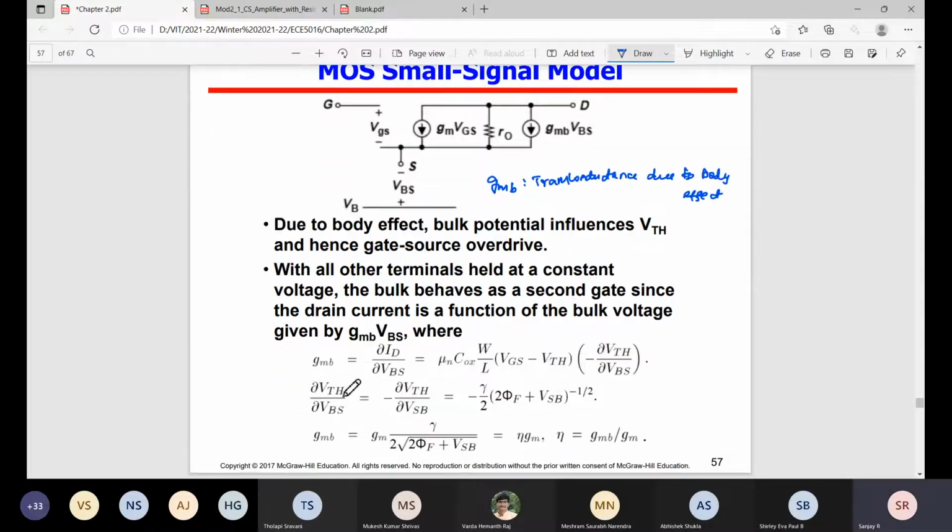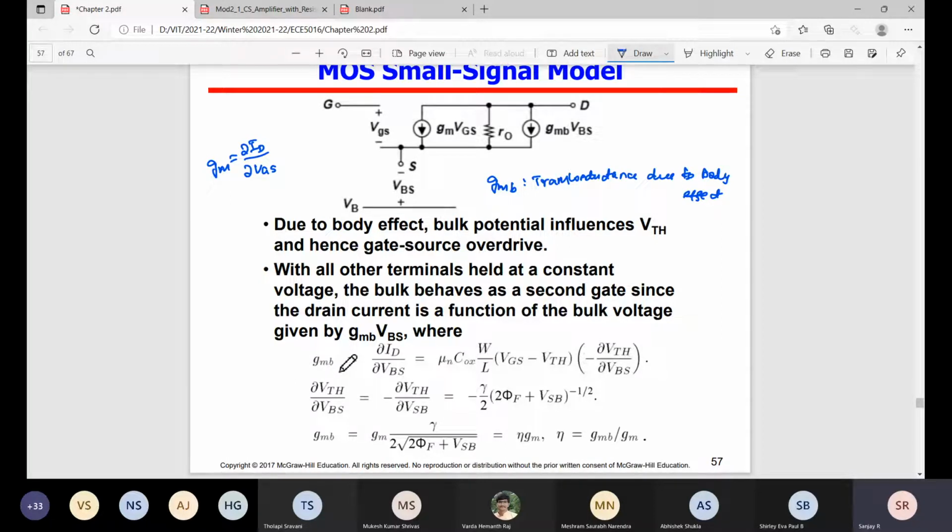So gmb is how the current changes as we vary the body source voltage: dou ID by dou VBS. What is the gm formula? dou ID divided by dou VGS. Now we are applying the body voltage, so dou ID divided by dou VBS. The corresponding transconductance parameter is gmb, where we apply the body voltage.